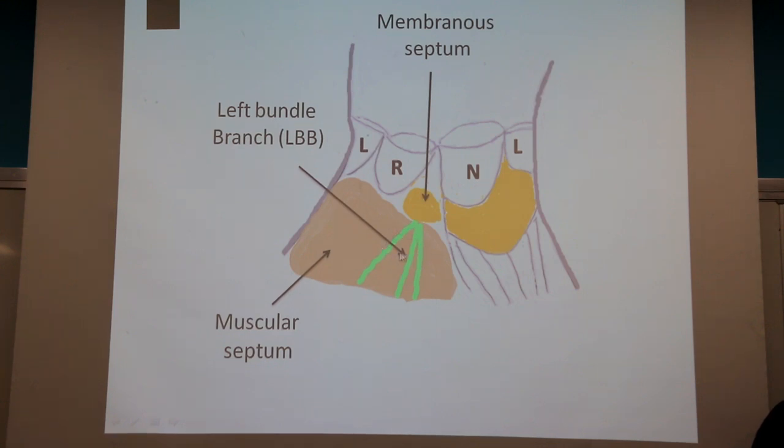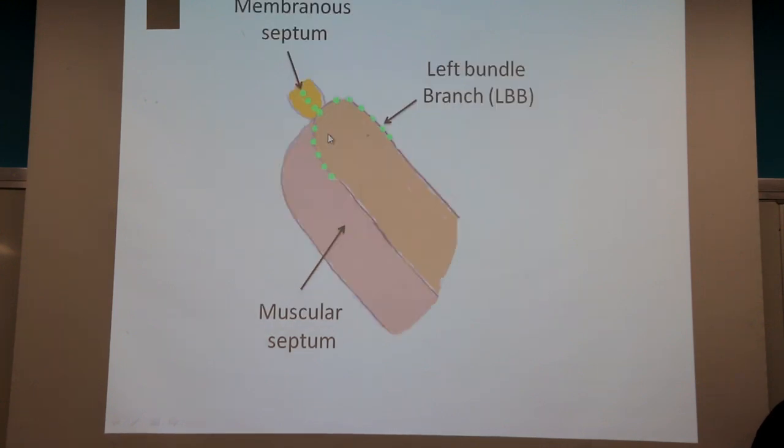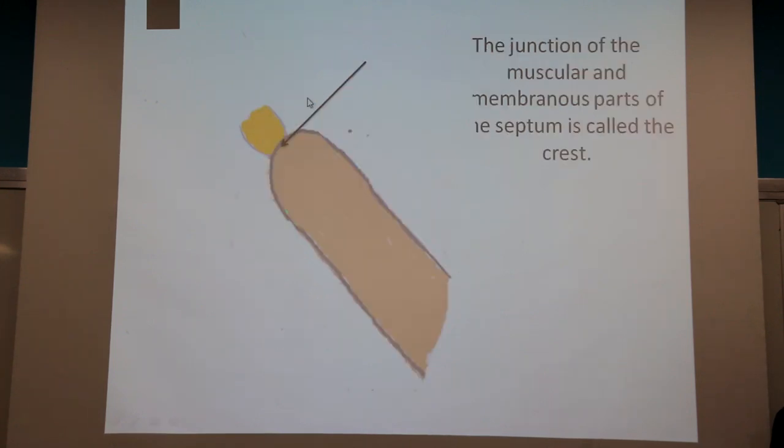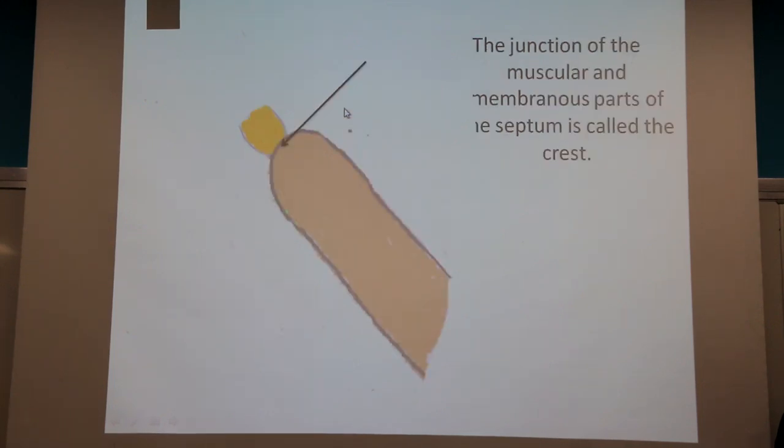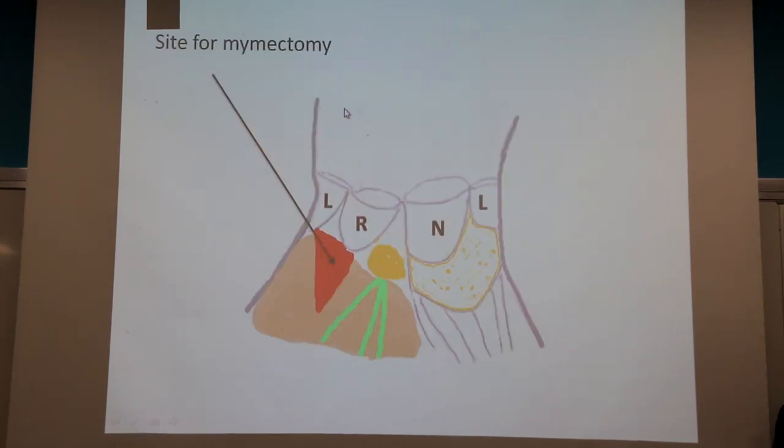Don't cut in here, never cut in. Here is the membranous septum, and here are the left bundle branch and right bundle branch. This is called the crest. And this is the His bundle and the left and right bundle branches. So, if you want to do a myectomy, please do it here. Stay away from the membranous septum. Do it here, at the junction between the right and the left coronary cusp.